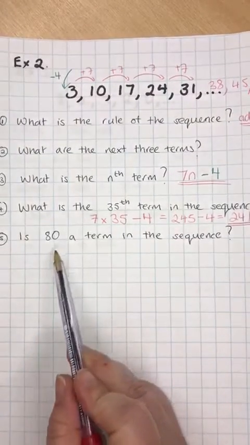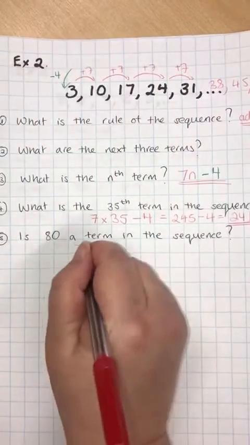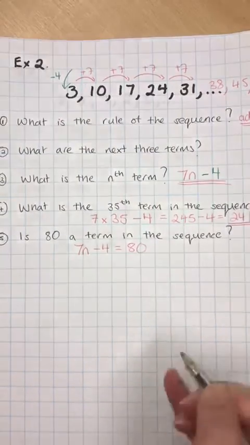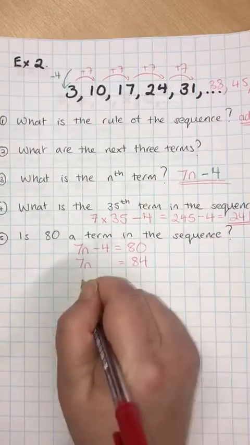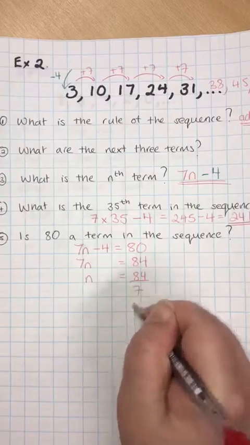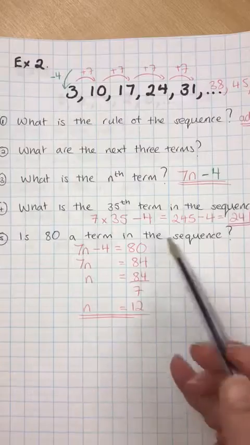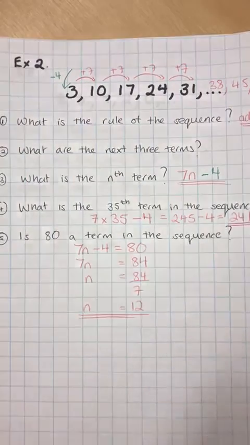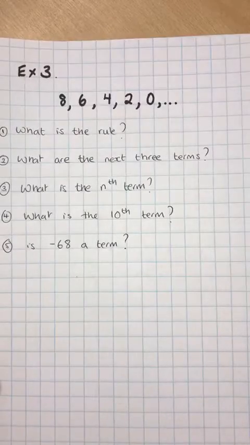And finally, is 80 a term in the sequence? So I'm asking, is there a whole number for which 7n minus 4 equals 80? So 7n is equal to 84, and n is 84 over 7, which is 12. This tells me that 80 would be the 12th term in this sequence. So, one final example, slightly different.